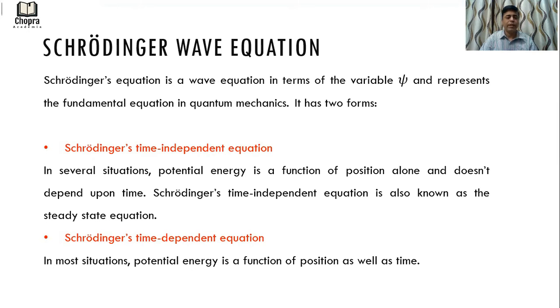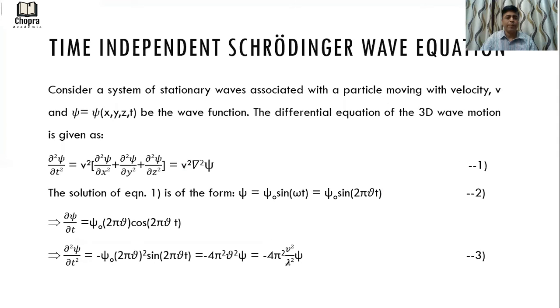So let us start the first derivation, that is your time independent Schrodinger wave equation. Consider a system of stationary waves associated with a particle moving with velocity v and psi with a wave function, a function of x, y, z and t. Now the differential equation of that 3D wave motion is given as dou square psi by dou t square equal to v square grad square psi. That is the 3D motion. So we are using the Laplace operator or the Laplacian operator. This is equation number 1.